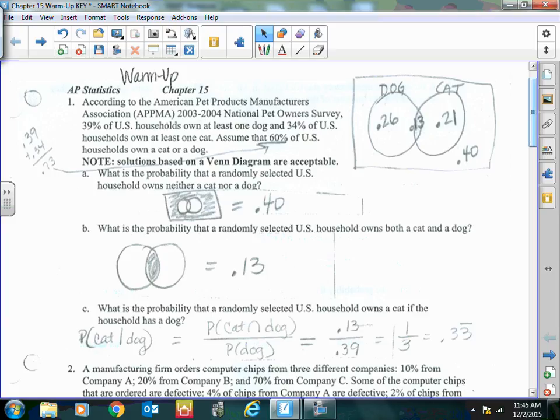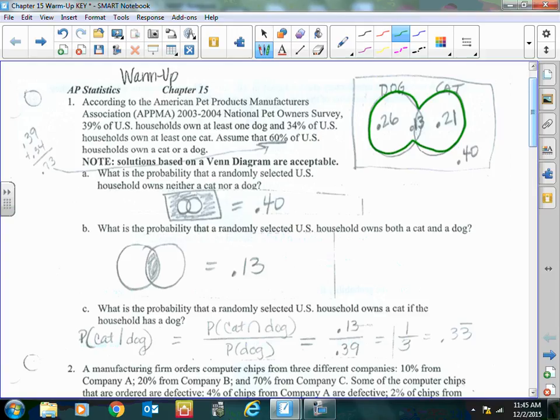I sent you a text yesterday that had a hint about number one. The hint said, they tell you that this entire circular region totals up to 60%. But hold on, they said 39% are dogs and 34% are cats, and that totals 73%. How can that be? Good, because when they added 39% plus 34%, they double counted this 13% in the middle and got 73 instead of 60. All right, so that tells you what the overlap is.